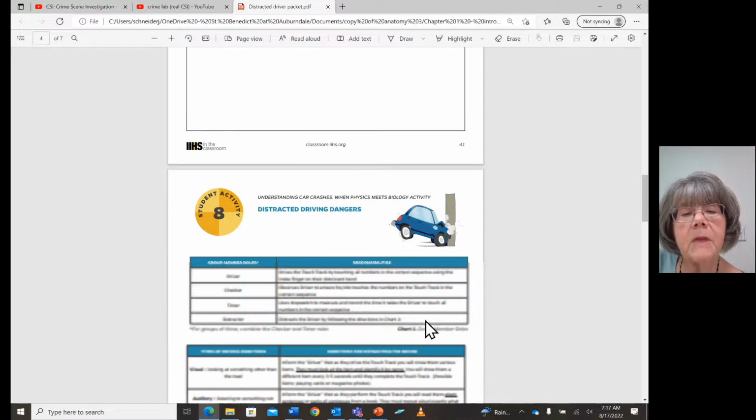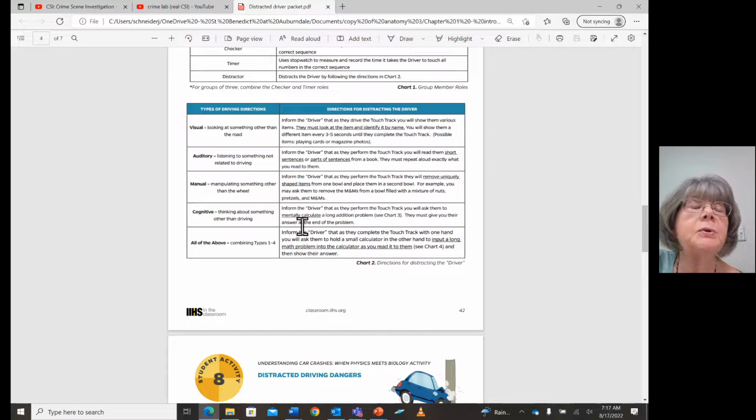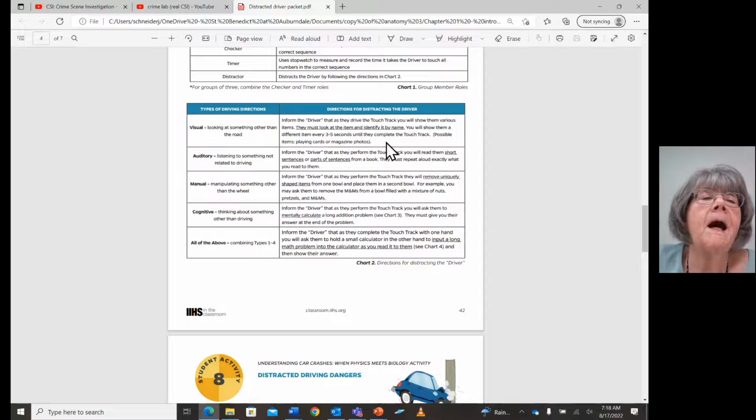If you go back to page 42, it tells you what you do for visual distraction. Your partner would be trying to make you identify objects, like if you were driving and looking at the side of the road. A deck of cards is really good. They hold up a card while you're driving on the touchpad, and you have to say what that card is out loud. Then you do that 3 times.